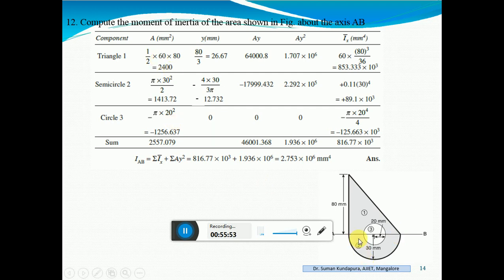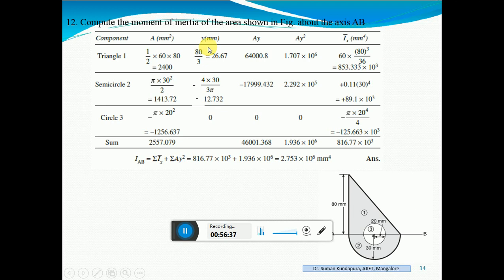Okay, though it is lying below the x-axis, the minus sign will come only in the y distance, not in the area. The minus sign comes in the area only where you are doing the cutoff area; only for that you get minus. So this circle, what is the area of the circle? Pi r square, that is pi into 20, the radius, so it is r square. So minus 2256.637. Sum it up, only this is minus here, you will get 2557.079 as the total area.